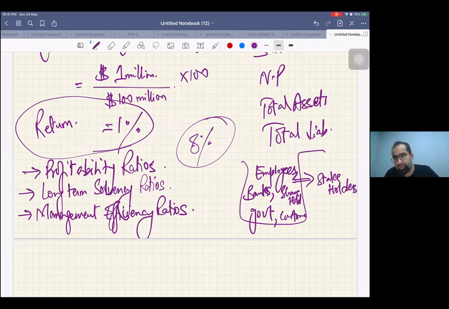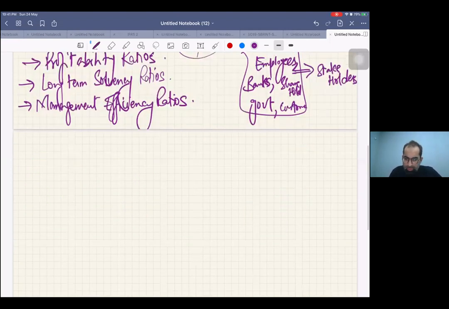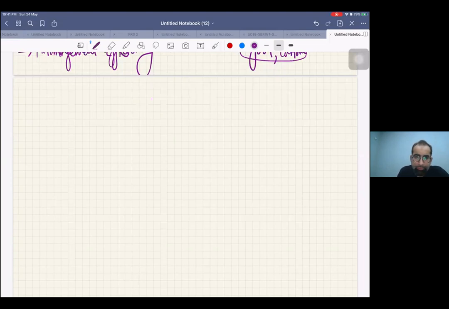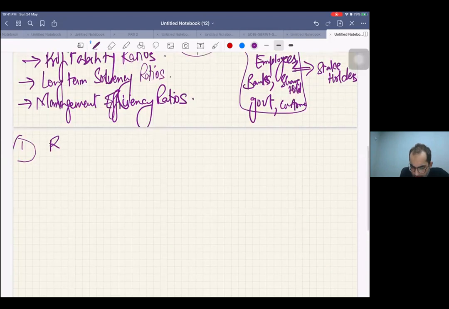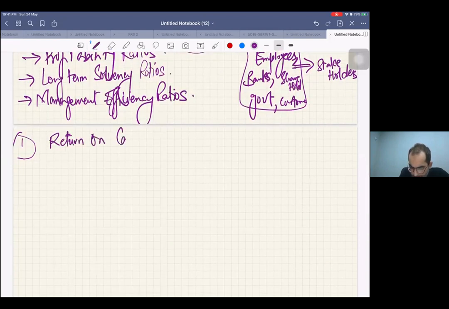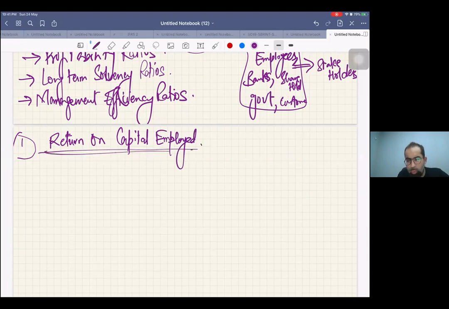Okay, let's start with profitability ratios. Now, in the profitability ratios, the first head is return on capital employed. The first ratio is return on capital employed. Okay. In short, we call it ROCE.